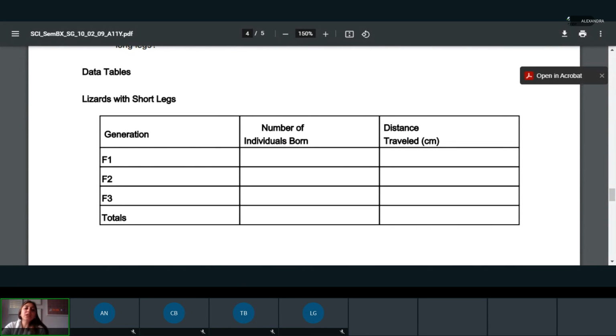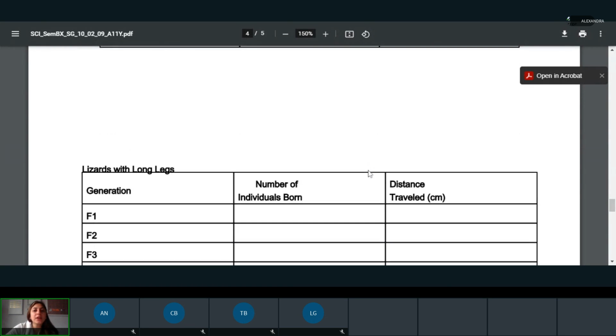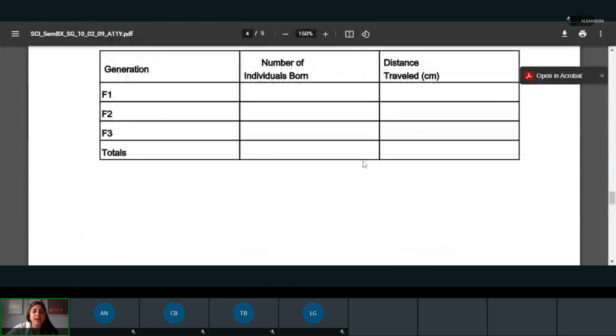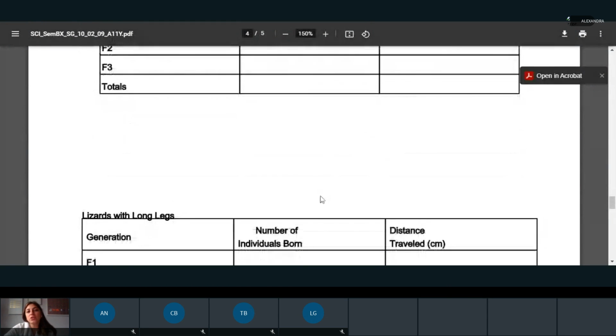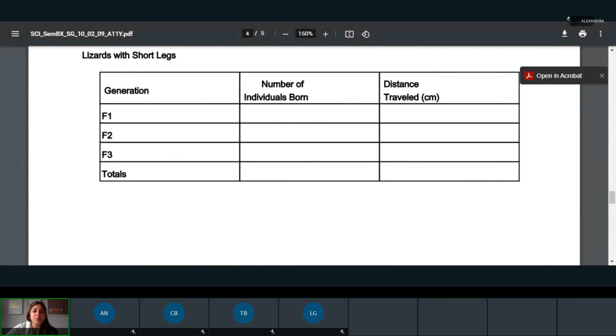Okay, so remember, there are 2 tables. One table is for those short legs, one table is for the long legs. We're going to be filling these out at the same time, depending on what you roll. So the number of individuals born in the F1 generation, that was when we rolled this, right? And we said to put a tally mark. So you're going to put a tally mark in this line, or, if you're writing the tally mark on an individual piece of paper, you can type in the number.